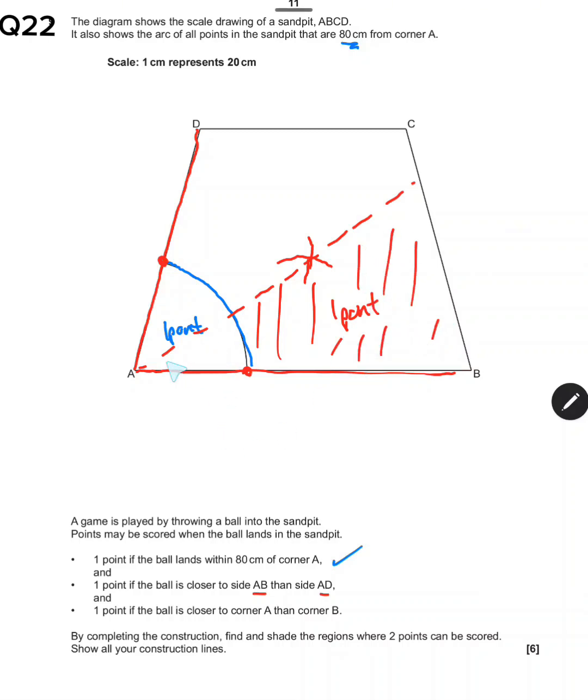If you're in this part here, you now get 2 points because you're closer to AB than AD, but also within this first arc. So I'll just jot that in as well.